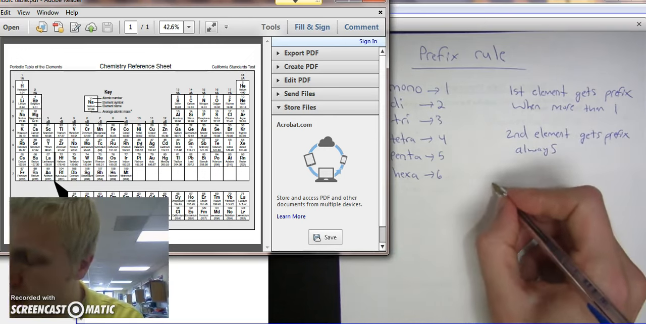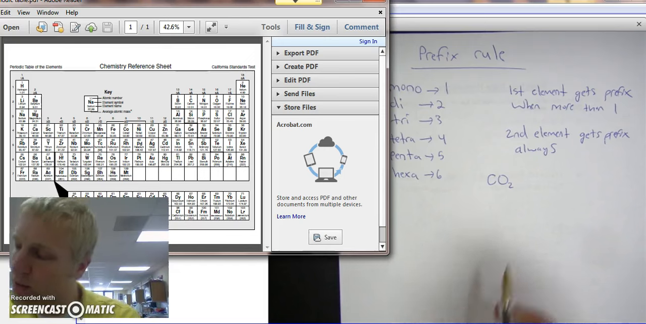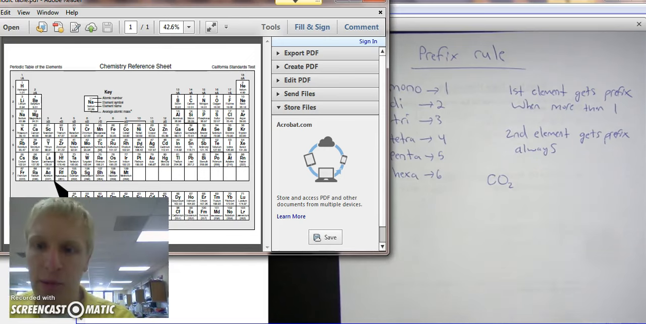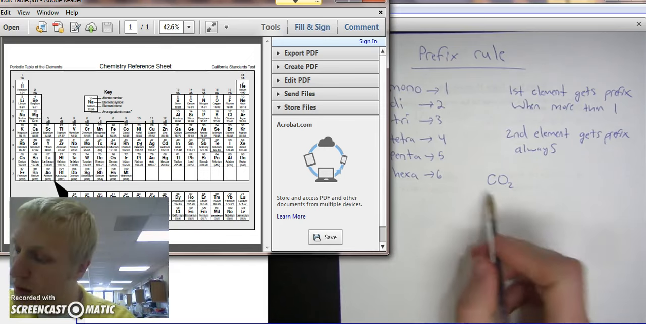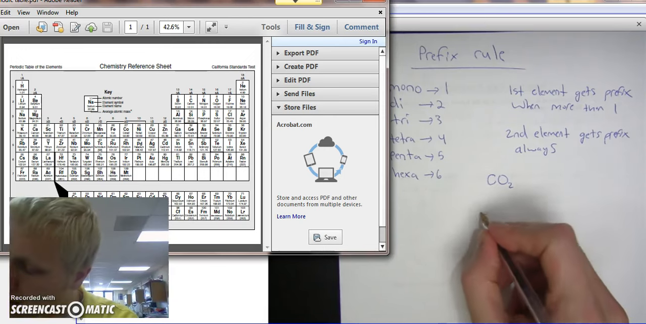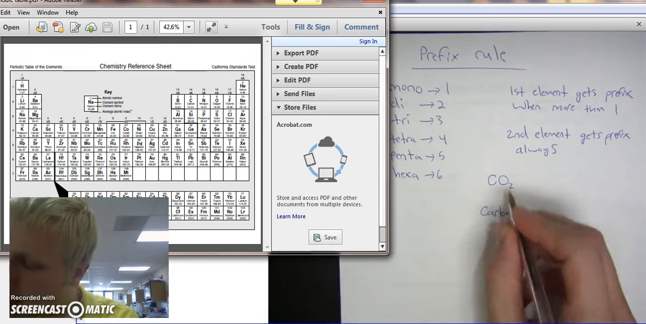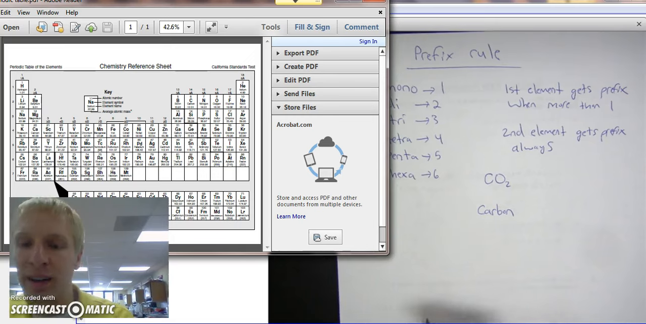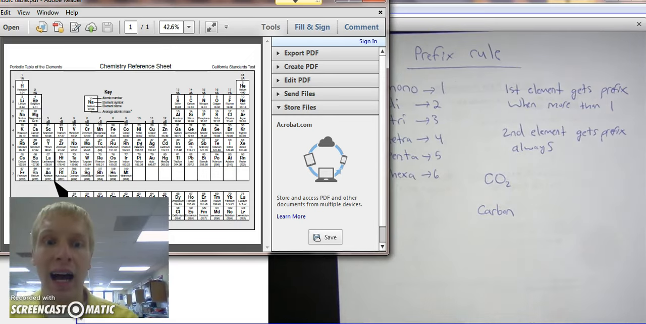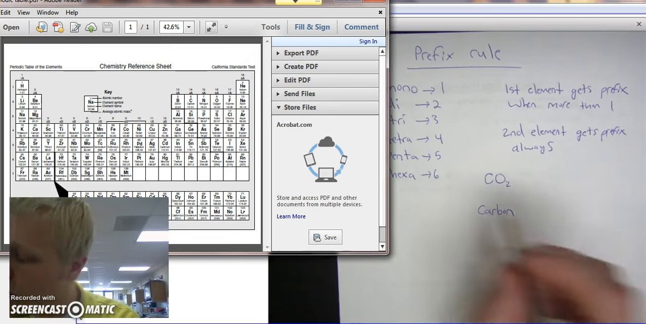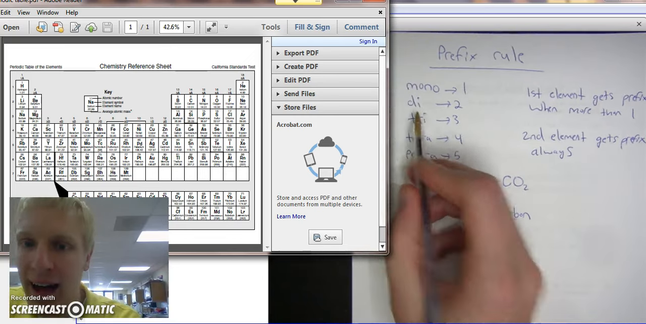So let's do an example. We have CO2. First element gets a prefix when there's more than one. Here there's just one, so we're just going to write carbon. Second element always gets a prefix, so it's oxygen, IDE ending still, basic rule. So it's carbon oxide. There's two of them, so we're going to write dioxide.